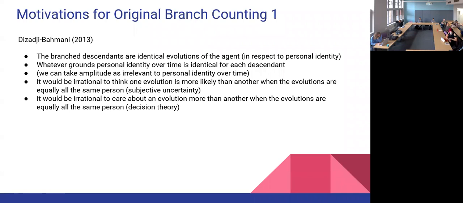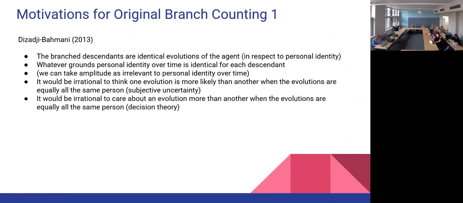We could take things like amplitude as irrelevant to personal identity over time, but it doesn't matter the amplitude of the branch Alice is on, they will stand in the same personal identity relation, the thing that preserves personal identity over time.